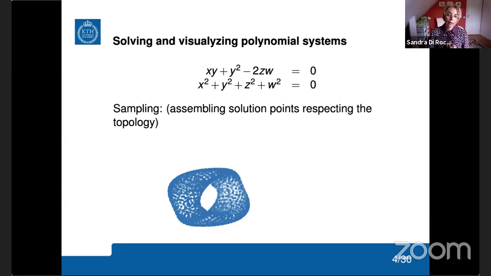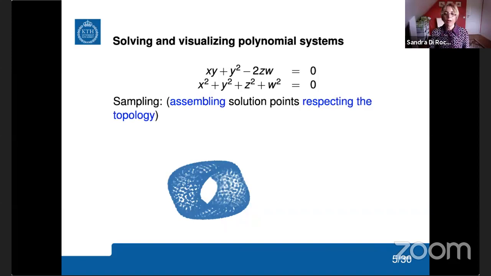So now what I care about, because I am a geometer, is assembling solution points that actually respect the shape of the original solution points. Respecting the shape, for me, means with respect to the topology of the original variety. The set of solution points of the polynomial systems is what we call an algebraic variety. So that's what I will be talking a lot about today.